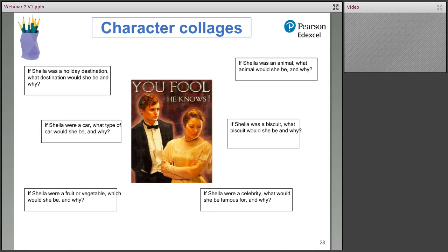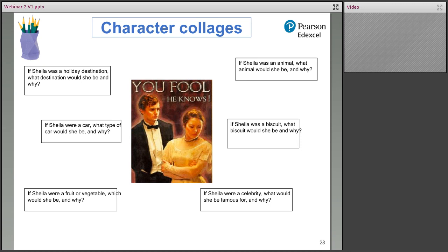Character collages is something I do all the time, and this is an extra to the one last week about the biscuit. So this is just a bit of fun, a bit of creativity. We don't have to do it all the time. There's lots of discussion online about whether there's any point learning anything new now, whether we should just be going over things that they already knew, refreshing. So this is a kind of refreshing idea. If Sheila was a holiday destination, what destination would she be and why?